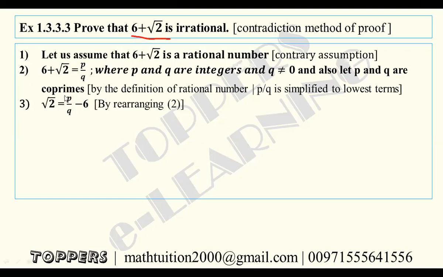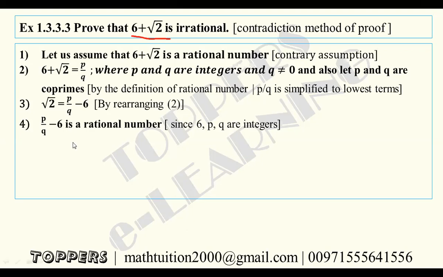Next step, we have to argue that this RHS is a rational number. So we are saying p by q minus 6 is a rational number. What is the reason? Since 6, p and q are integers. You know 6 is an integer, and p and q are integers, as we already considered in the second statement. So p by q minus 6 is a rational number, right? An integer divided by an integer is a rational number, and 6 is also a rational number. Fine. So a rational number minus a rational number is also a rational number. Rational numbers are closed under subtraction.